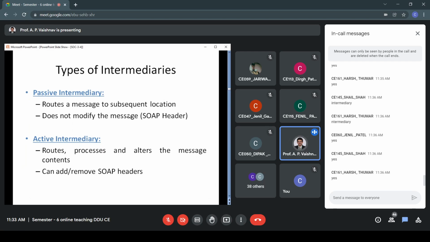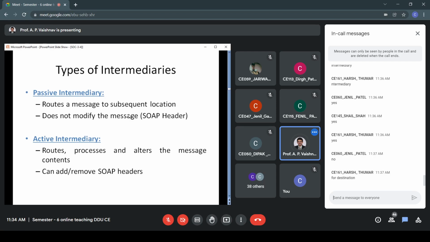Okay. So what is a passive intermediary? Let us now observe that part. Passive is someone who will just take the message from one side and pass it on to the other side without modifying anything. So it routes a message to a subsequent location. But for that purpose, do we have to look inside the message for finding something? Think about that situation. I'm just saying looking inside, I'm not saying modification.